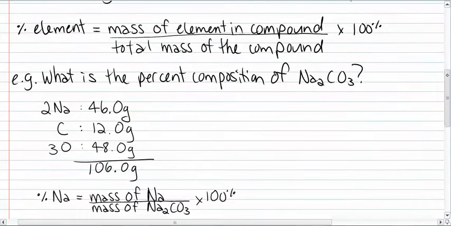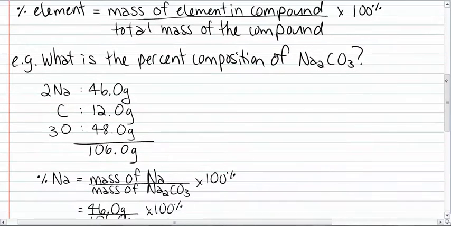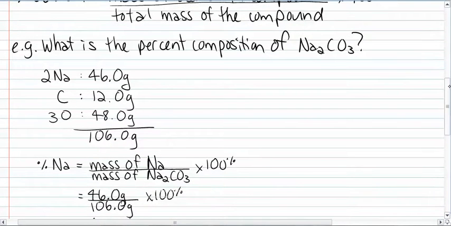To find the percent sodium, we're going to find the mass of sodium, divide by the mass of the total compound, the sodium carbonate, and multiply by 100%. 46.0 grams sodium divided by 106.0 grams of sodium carbonate multiplied by 100%.